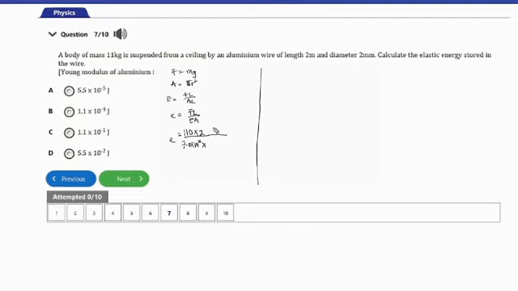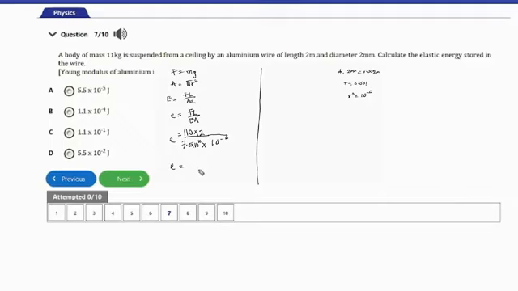So we have the diameter. So the diameter over 2 is the radius. Actually, the diameter is 2 mm, which is 0.002 meters. So we'll divide that by 2, which is 0.001, and then we'll square it. So when we square it, we'll have 10 to the power of negative 6. So that's it. So the area is 10 to the power of negative 6 here.